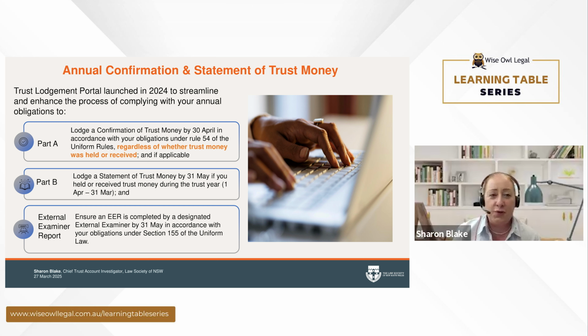In accordance with Rule 54 of the Uniform Rules, a Part A is required by 30th of April, regardless of whether trust money was held or received. A Part B then is required by 31 May if trust money was held or received during the trust year. And in accordance with Section 155, the trust records should be examined by an external examiner.